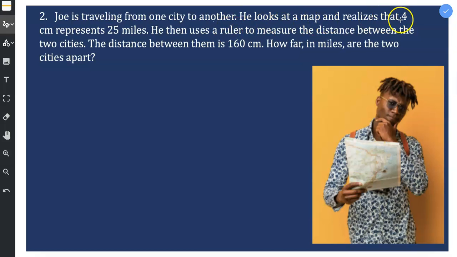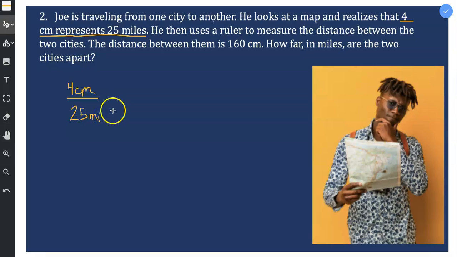I want to start by looking at this ratio. So we're comparing two different things. We're comparing centimeters to miles. 4 centimeters represents 25 miles. And today we're practicing setting up a proportion. A proportion is when you have two equivalent fractions.